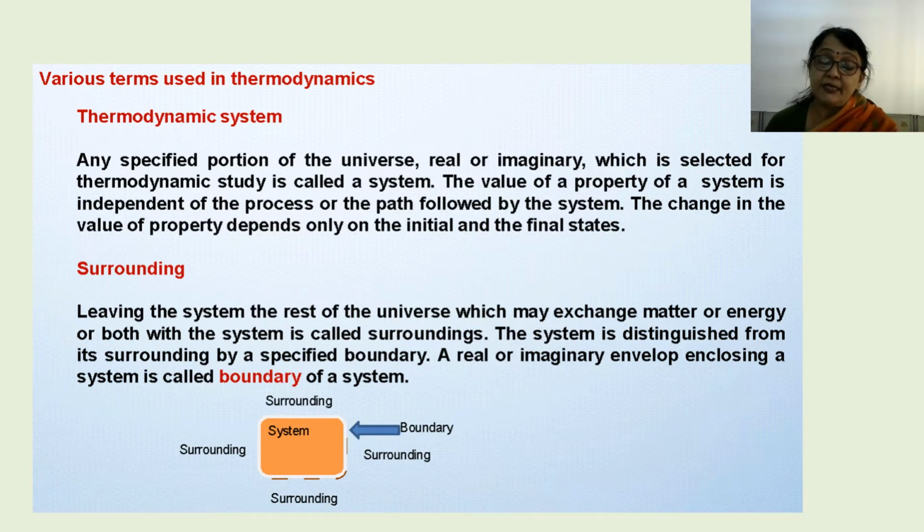Actually, the system is defined by certain measurable or observable characteristics or properties, which are defined as state variables. Now, leaving the system, the rest of the universe, which may exchange matter or energy or both with the system, is called surroundings. The system is distinguished from its surroundings by a specified boundary. A real or imaginary envelope enclosing a system is called the boundary of a system. Here is the basic diagram showing the fundamental difference between system and surroundings.